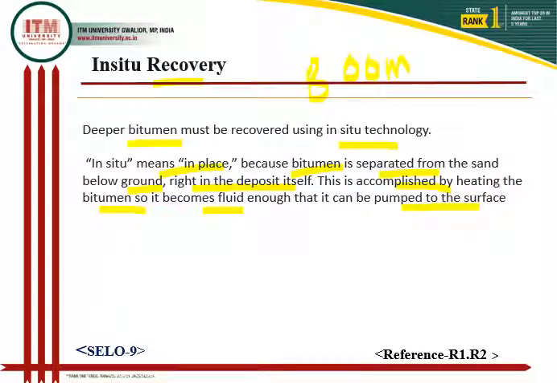There only the extraction and recovery are taking place. So that is called in situ, by heating the oil sand deposits to make them fluid, so they can easily be pumped to the surface. That is the in situ recovery method, and it is done for heavy oils which are more deeply buried, that is 800 meters from the earth's surface.